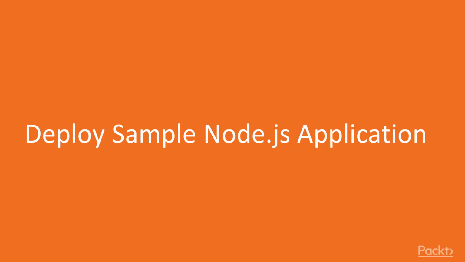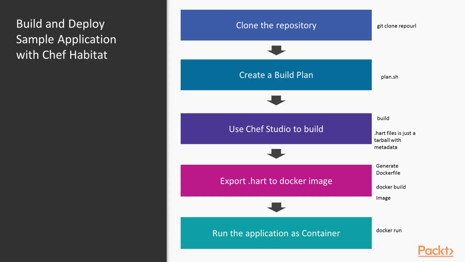In this video, we will learn how to deploy a sample Node.js application with the help of Docker. So let's see what steps are involved in deploying. We have already built our package and we have a .hart file which is available, and we have pushed that to our Chef Habitat online builder instance as well.